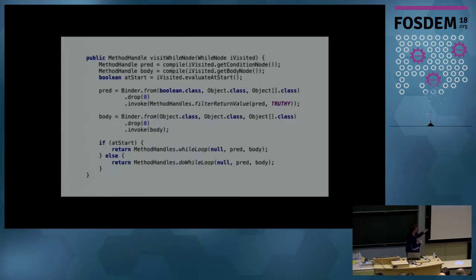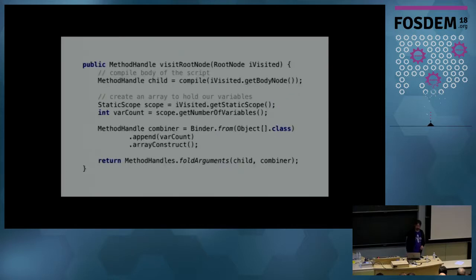And then, of course, we have while loops, finally. So we compile our condition again. We compile our body. We're checking to see whether this is a while loop or a do-while loop. And then we take our script state. We invoke our filtered predicate, our filtered condition. We have our body, which just runs the code that's in the body. And then we can create our two different while loops.